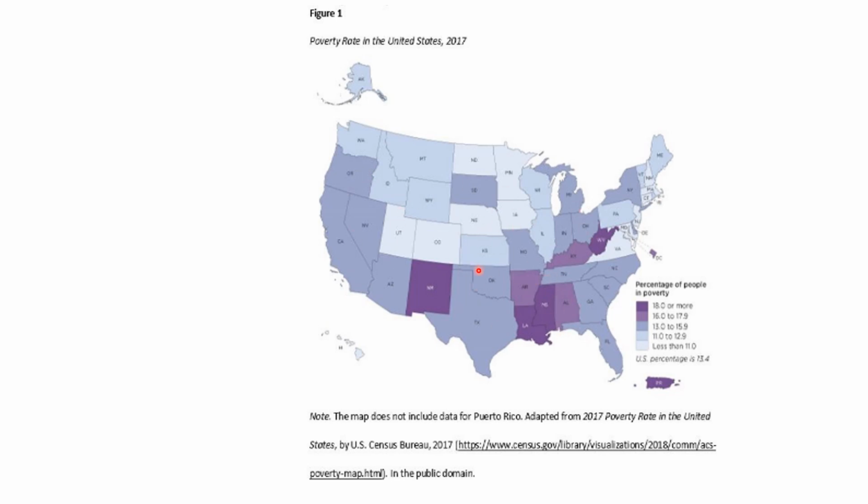mean. Okay, this one has a note. The map does not include data for Puerto Rico, and it is adapted from 2017 poverty rate in the United States by U.S. Census Bureau in 2017. And this is where the readers can find the same map. It's a public domain, so it can be borrowed. Okay, so this is an example.